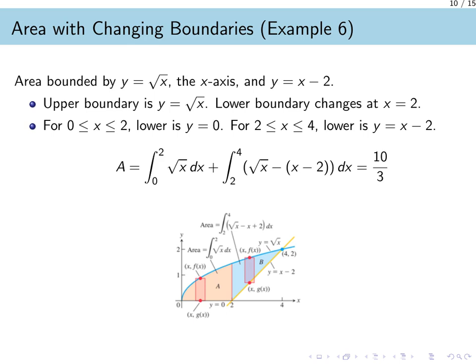dx. Next, for x values in the closed interval from 2 to 4, the lower boundary switches to the line y equals x minus 2. To find the area of this second part, we must calculate a separate integral from 2 to 4 of the upper curve minus the new lower curve. This is the integral of the quantity, the square root of x, minus the quantity, x minus 2 dx. The total area is the sum of these two separate integrals, which evaluates to 10/3. Therefore, when a boundary formula changes, we must split the region and sum the integrals for each subregion.